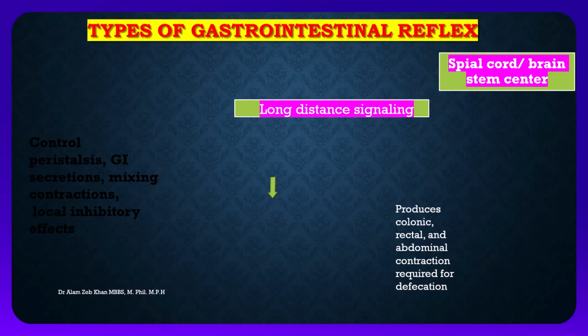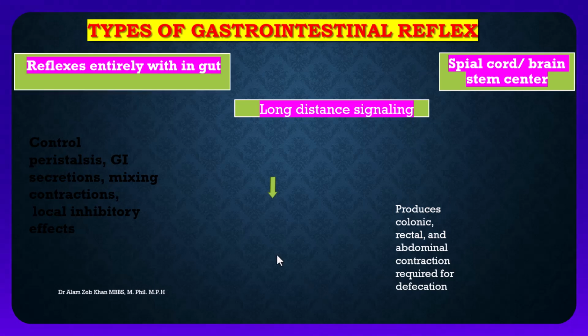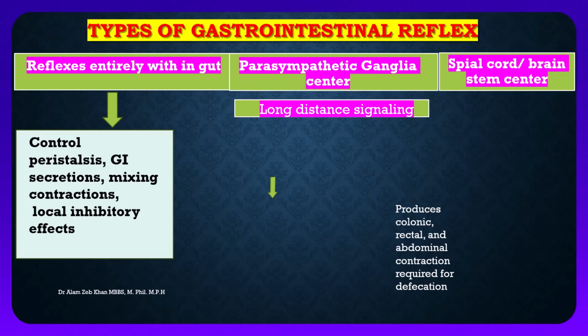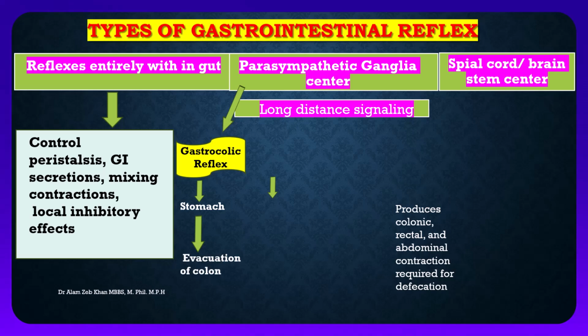Up till now, we learned that there are reflexes which are entirely generated within the gut. They control peristalsis, GIT secretion, mixing contraction, and cause local inhibitory effects. The other impulses occur through the parasympathetic ganglia. They are also called long distance signaling. The gastrocolic reflex is generated from the stomach due to distension, and the impulse is sent to the colon for evacuation.